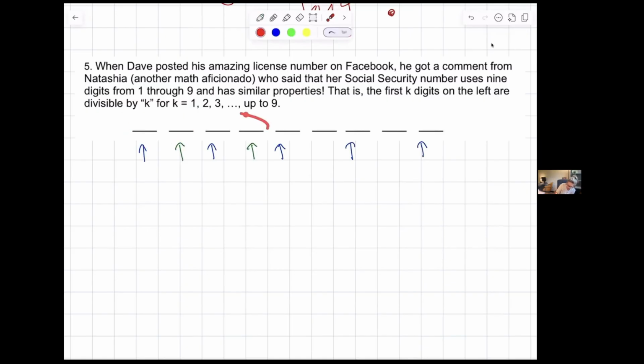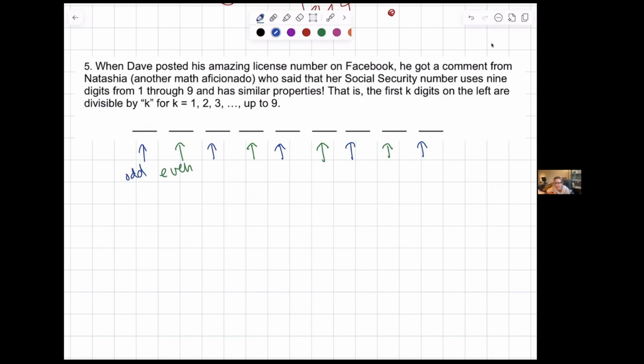This has to be divisible by 4. This has to be divisible by 6. And then this has to be divisible by 8. Exactly right. So these should all be our evens. So the even, and these are odd. Very good.